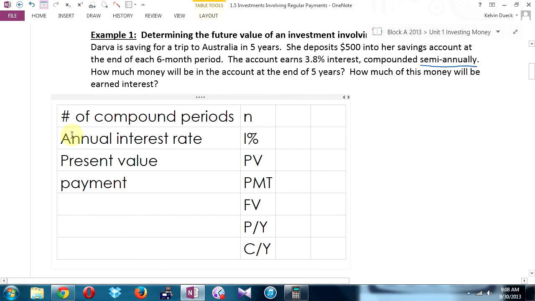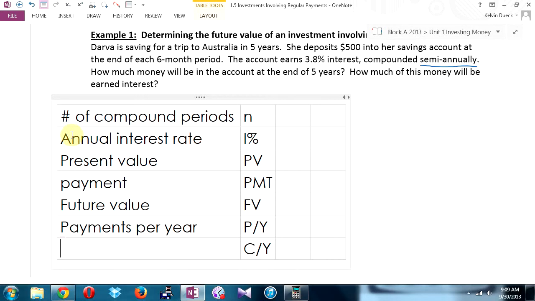If PV was present value, what do you think FV was? What do you think P/Y might be? I'll give you a hint. The slash is per. Payments per year. In this example, since it's every 6 months, how many payments per year? 2, okay.